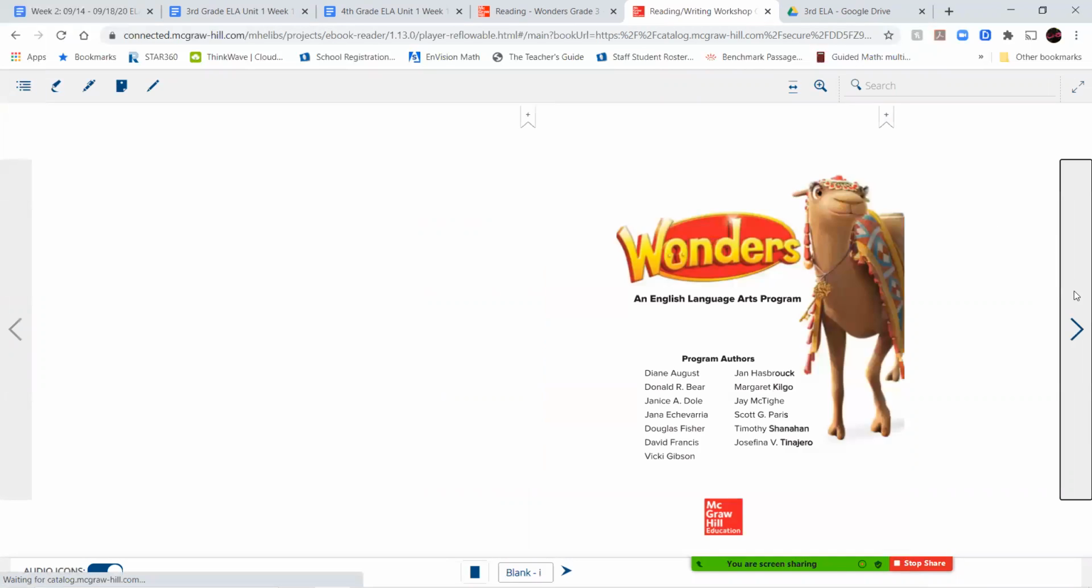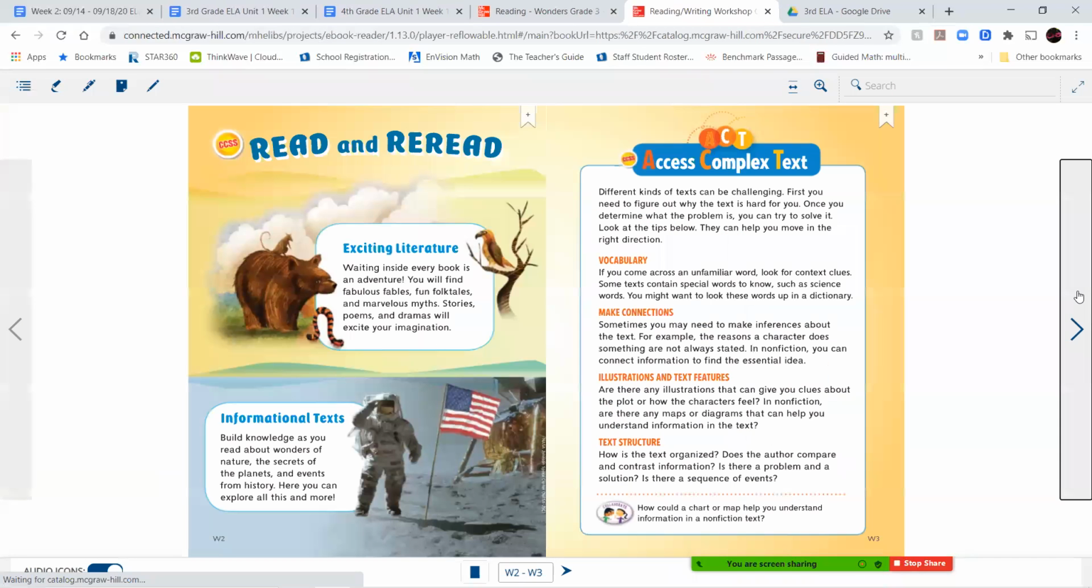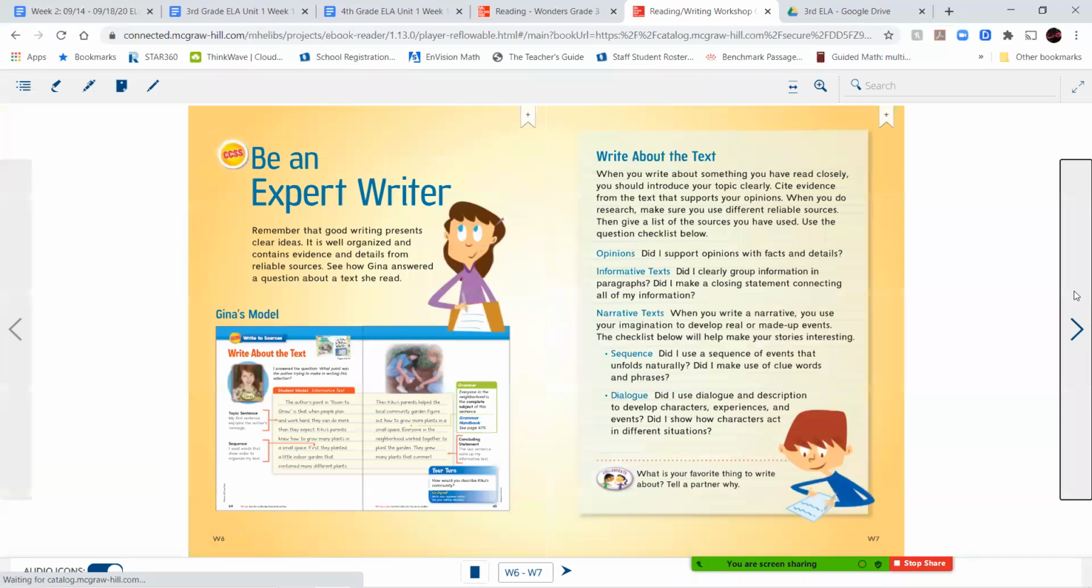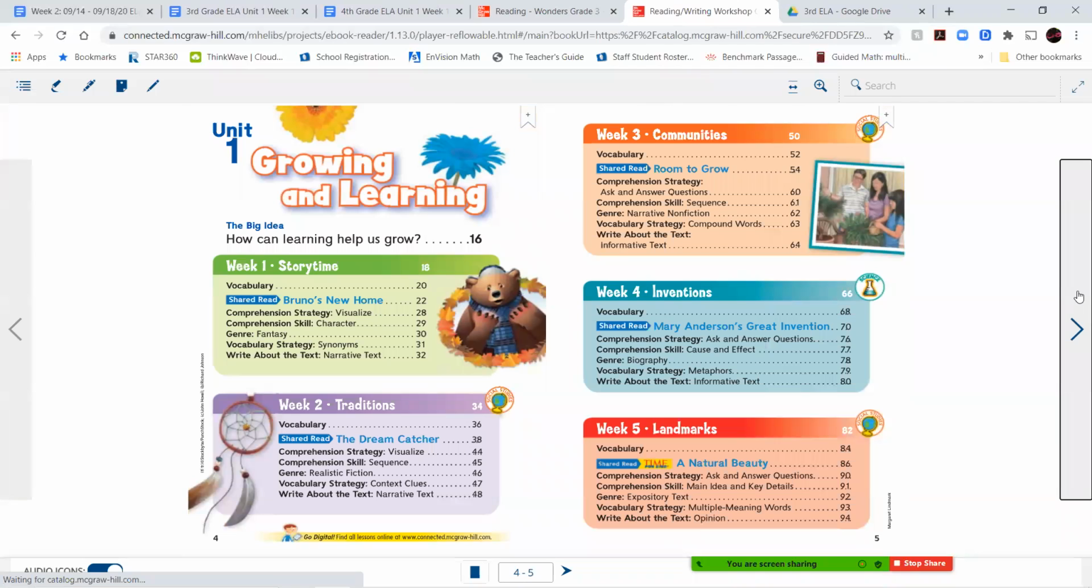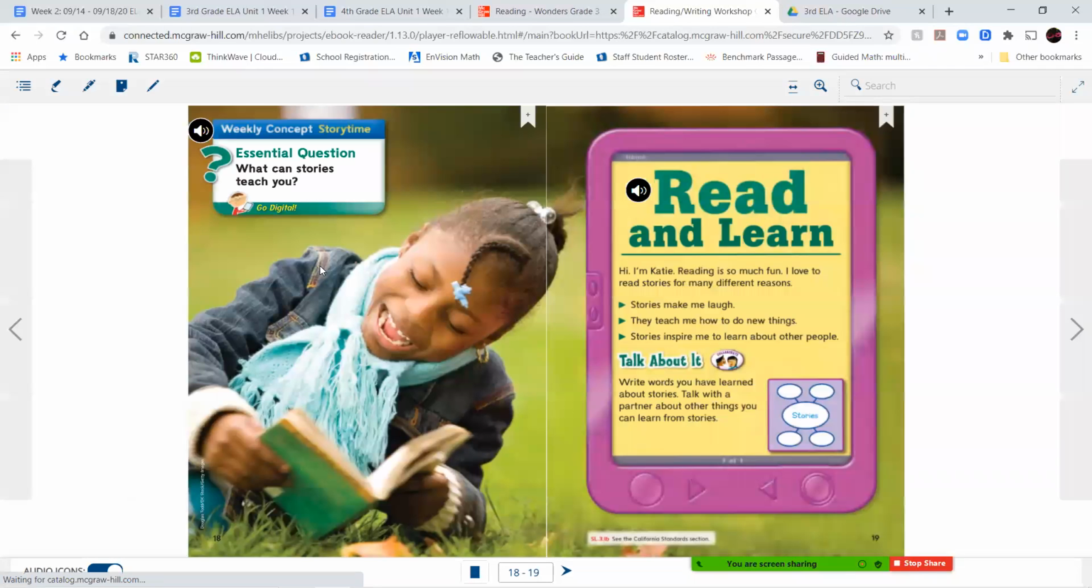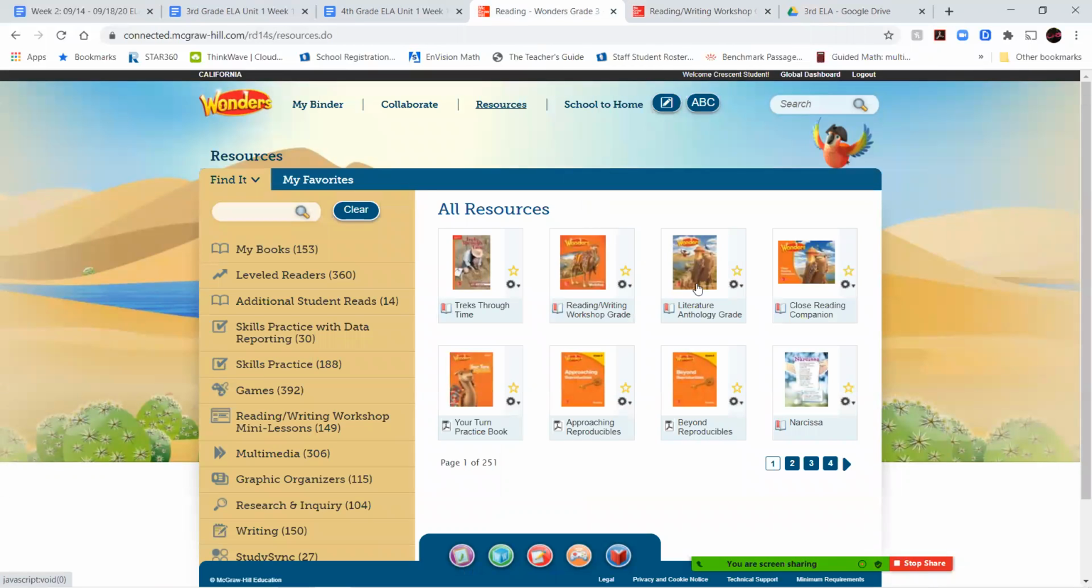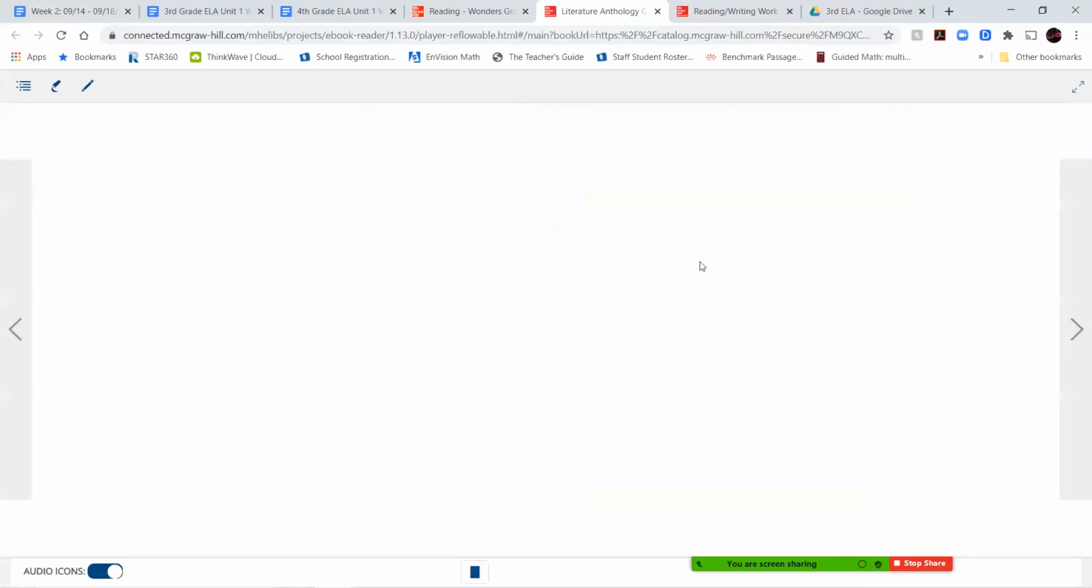And here you can click on the side and flip the pages until we get to the table of contents where it says Unit 1 at the top. So here we are at Unit 1, and we're going to go to our Week 1 story time. So we're going to click right there, and it's going to take us to the correct page. I'm also going to go back and open the literature anthology. So I'm going to open the big book.